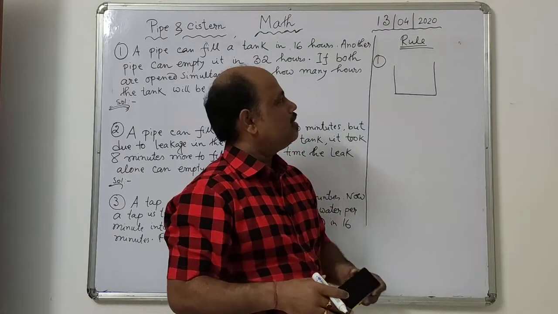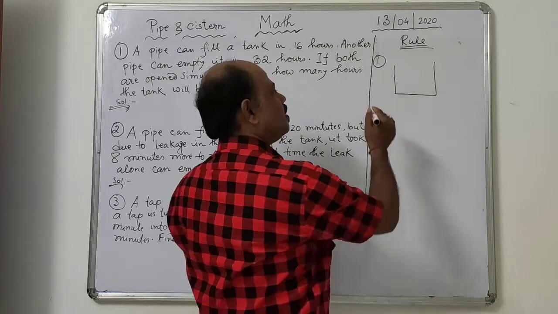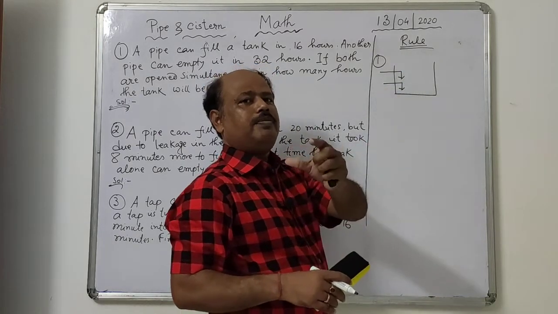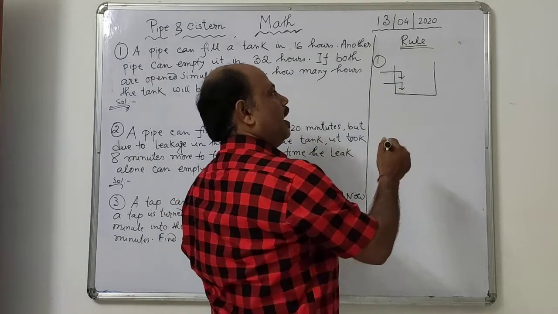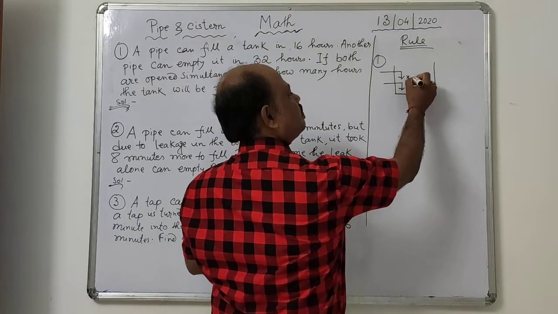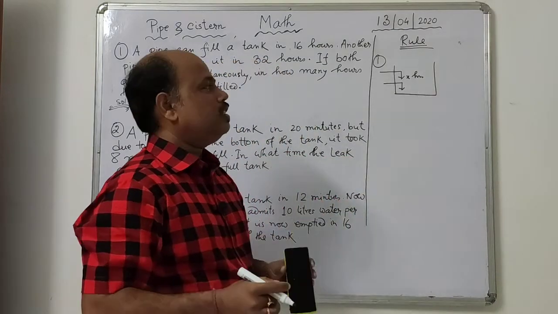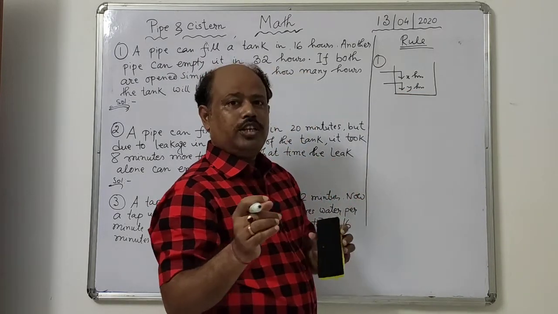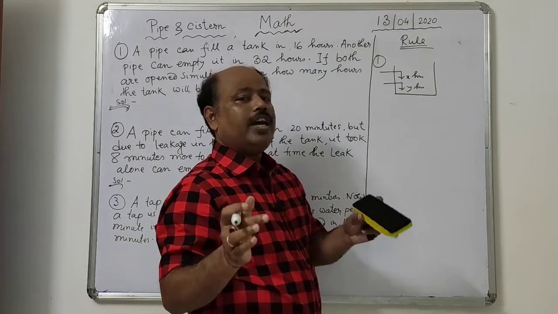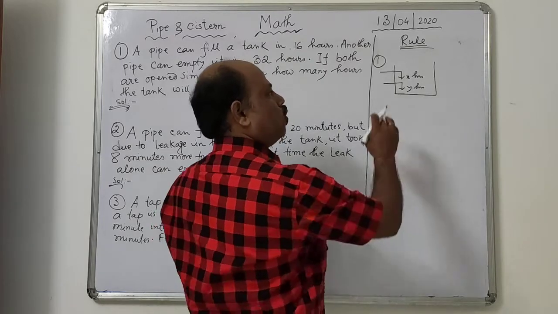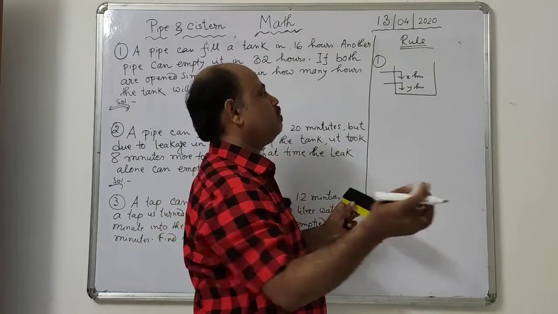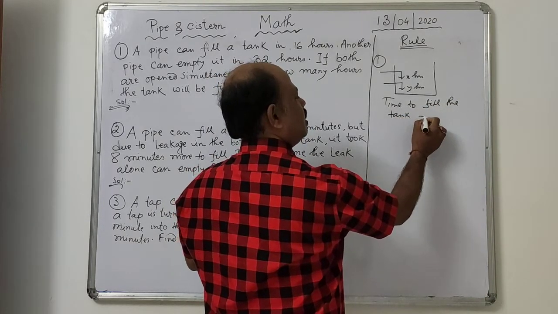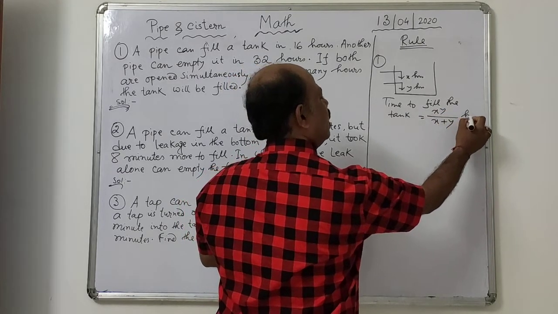There is a cistern. A cistern means choubacha. There are 2 inlet taps. Inlet means the tap that fills the cistern with water. As given on the board, the first tap can fill the cistern or tank in X hours and another can fill it in Y hours. Okay? And the question is, when both taps are open simultaneously, the tank will be filled in how much time? So when both taps are open, at the same time, then the time to fill the tank is equal to xy by x plus y hours.